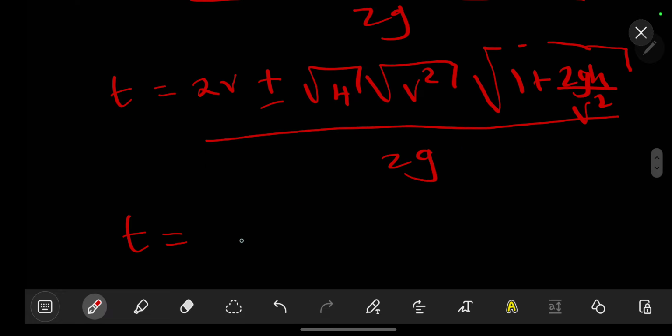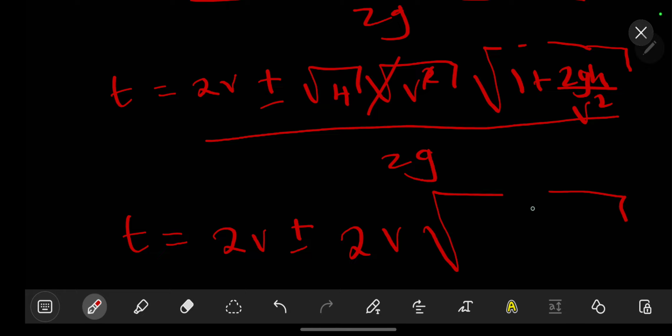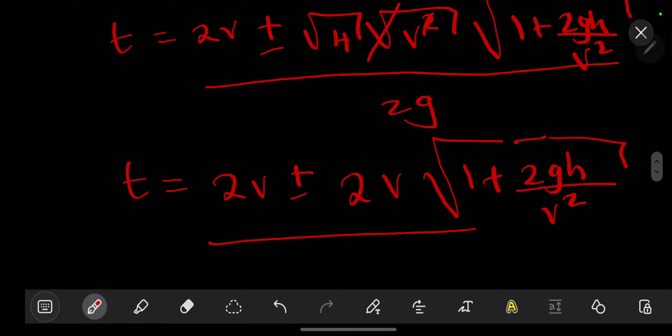So our t should be equal to 2v, then we have plus or minus the square root of 4, which is equal to 2. The square root of v squared: this square cancels with the square root, so we are just going to remain with v. So we have v times the square root of 1 plus 2gh over our v squared, like that. Then this value is over our 2g, like that.